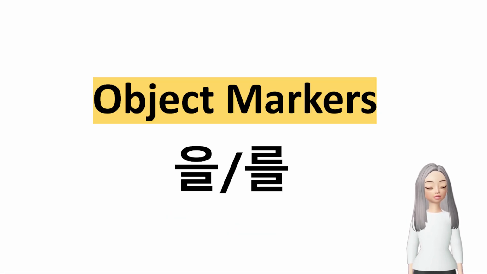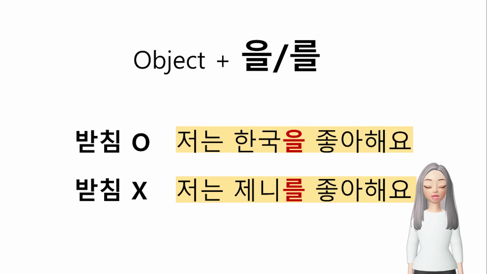Next, let's learn about object markers. Object markers, again, come after objects to indicate that these words are objects. There's two types of object markers, 을 and 를. Again, this depends on whether the object, the word, has a 받침 or not. If the word, the object, ends with a 받침, we use 을. If it doesn't end with a 받침, then we use 를.